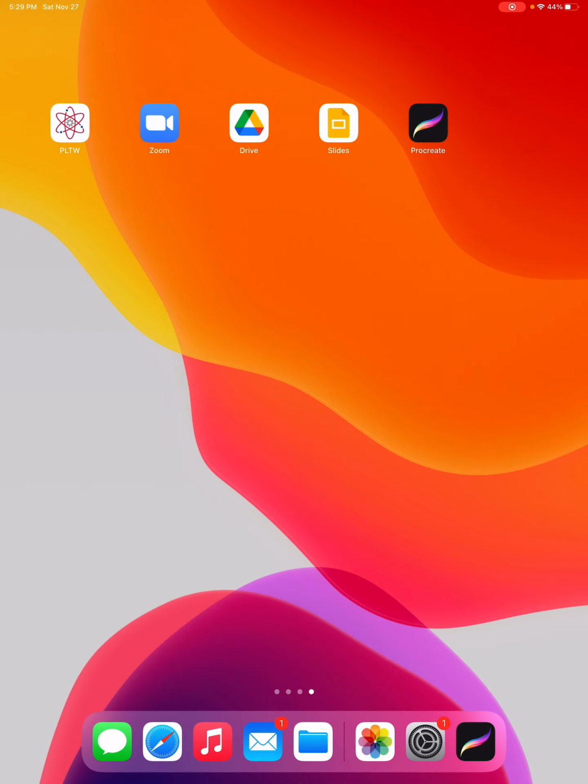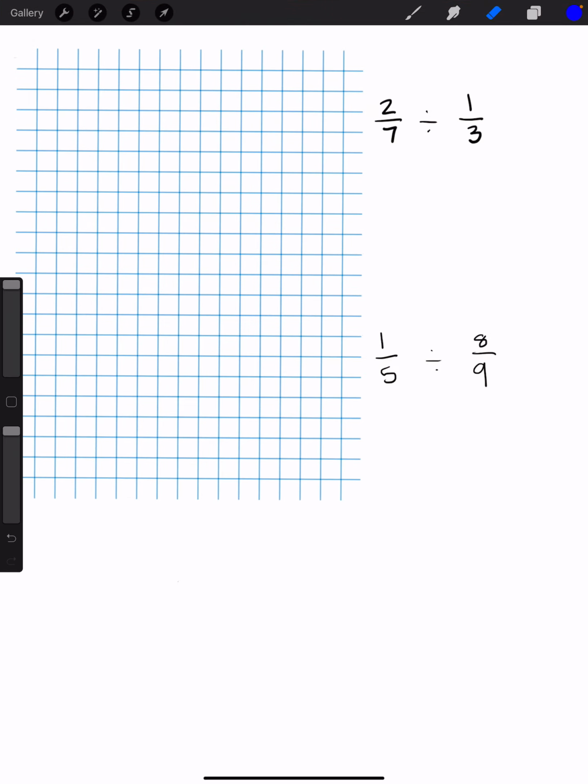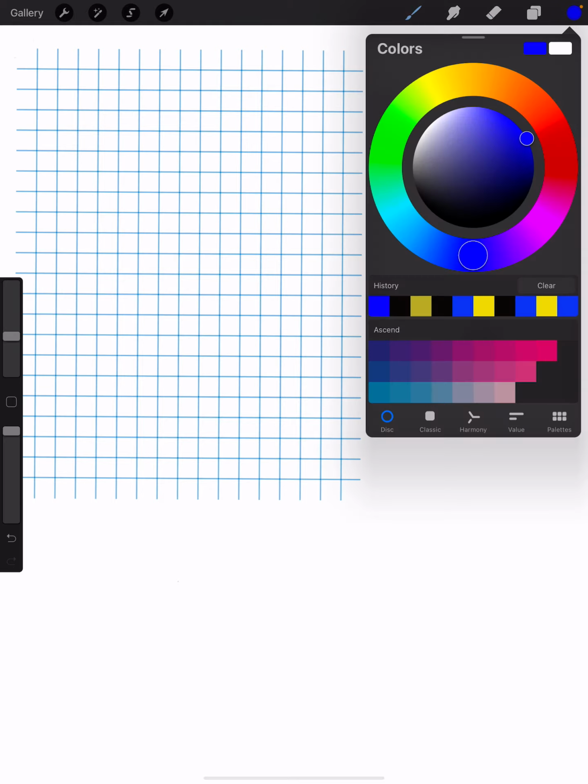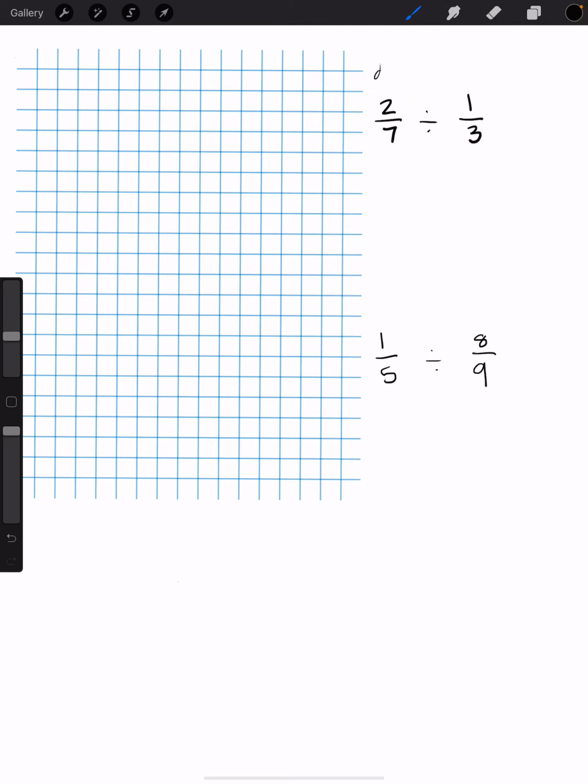All right, for our next video example, we're going to be talking about two different examples where the number that you are dividing by, so you have your dividend and you have your divisor. So the number that you're dividing by, your divisor, is larger than your dividend.